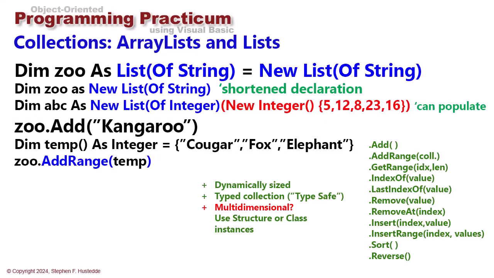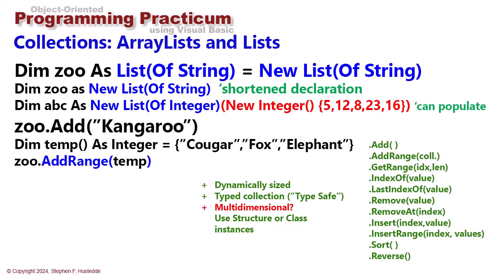When we declare a list, we specify the data type in the parentheses of the list of, and whatever the data type is. So here I'm declaring zoo as a list of type string, and it's an instance of a new list of type string. This is why we call it a generic, and I can have any data type in there, including my own data types I would create as a result of the data classes that we'll create. And we'll see shortly we can create a structure as a data type.